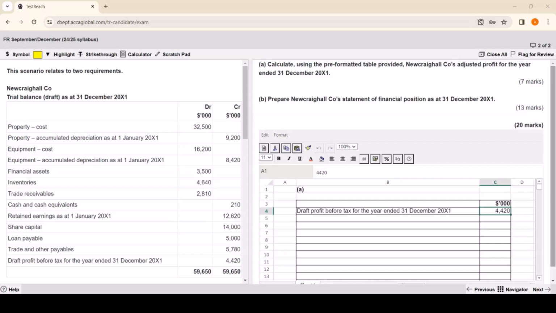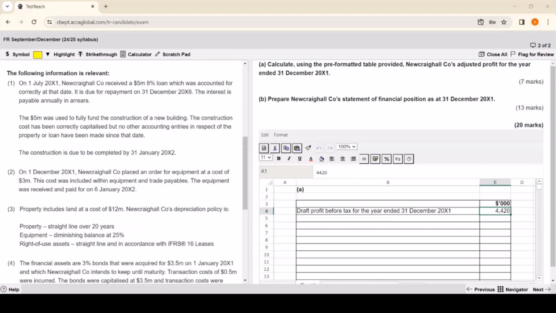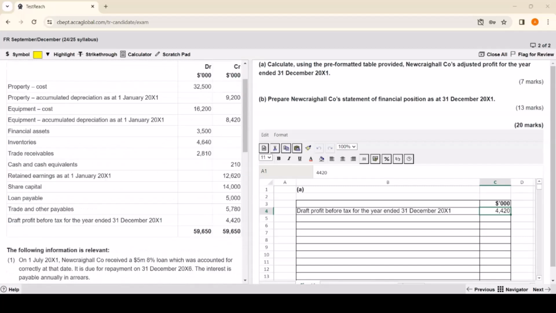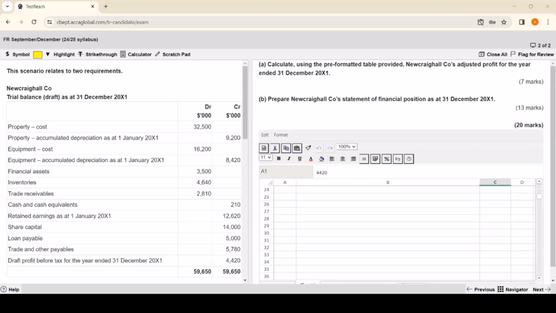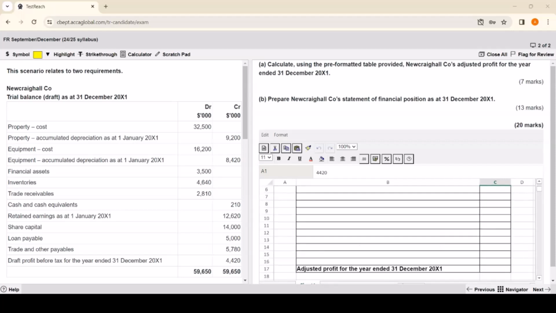Here we are in the ACCA practice platform. You can see that in this question also there is a draft trial balance available. There are adjustments available along with it, and we can see a pre-formatted table is available for adjusted profit for the year, and then a statement of financial position needs to be made. You have a draft statement available, and then the remaining pro forma of the statement of financial position needs to be made yourself.